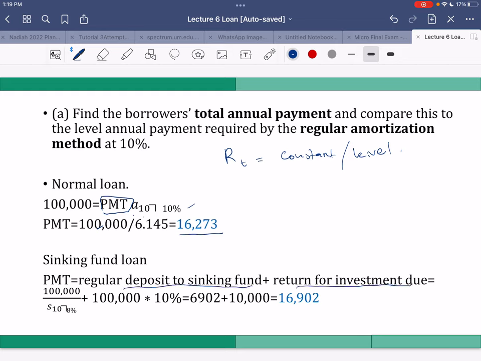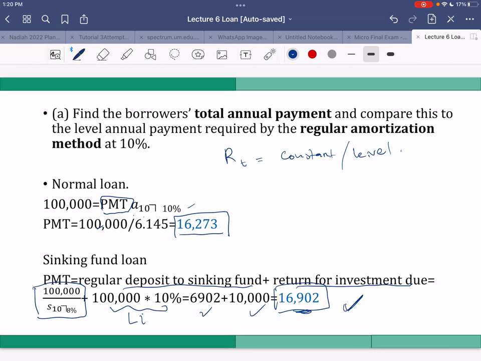But for the sinking fund, your payment is the regular deposit to the sinking fund plus the interest due. So this one is simply LI, and this one is the regular deposit to the sinking fund. So the regular deposit to the sinking fund, you get 6,902 plus 10,000, so 16,902. If you compare the normal loan and the sinking fund loan, with the sinking fund you need to pay more every payment. So it makes sense, right? Because you only pay off interest every year, so the remaining principal will accumulate at a lower rate J. That's why you need to pay more.